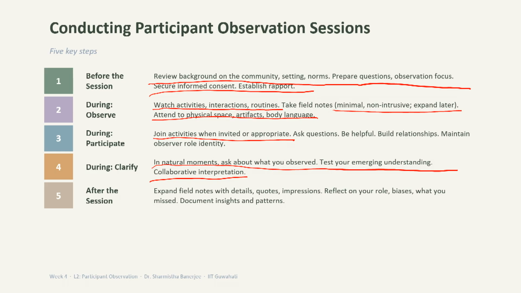After the session is over, expand on your field notes with details, quotes, and impressions. Reflect on your roles, biases, and what you missed, and document the insights and the patterns.